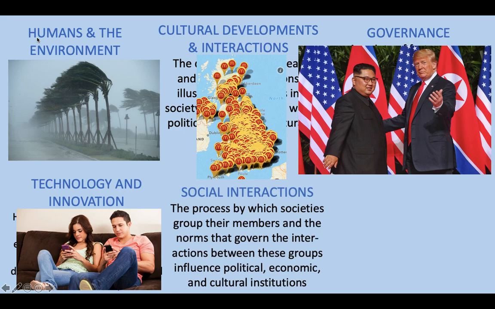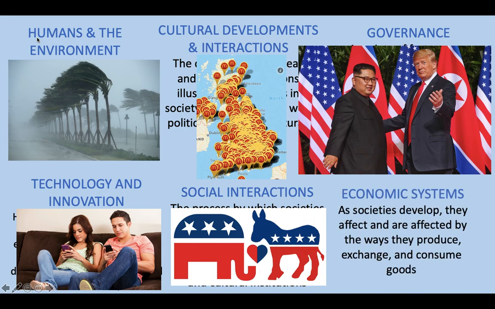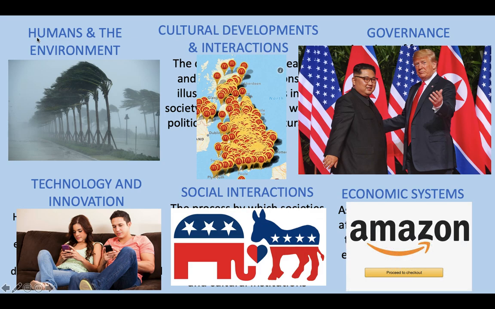Social interactions, the process by which societies group their members and the norms that govern the interactions between these groups influence all sorts of institutions. Okay, so you have, for example, the political parties. You have Republicans, you have Democrats, and you have interactions between those two parties. And finally, the last theme is economic systems. As societies develop, they affect and are affected by the ways that they produce, exchange, and consume goods. All about money here. Okay, so for example, Amazon. That has completely transformed the economic system.